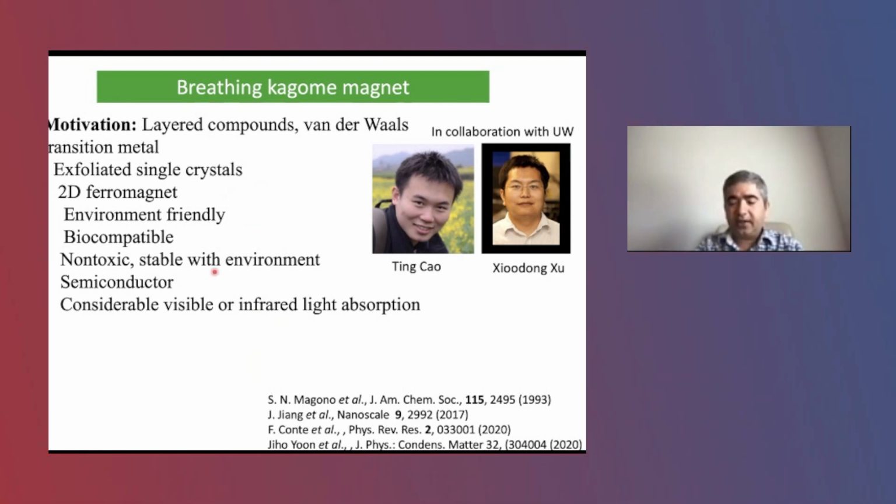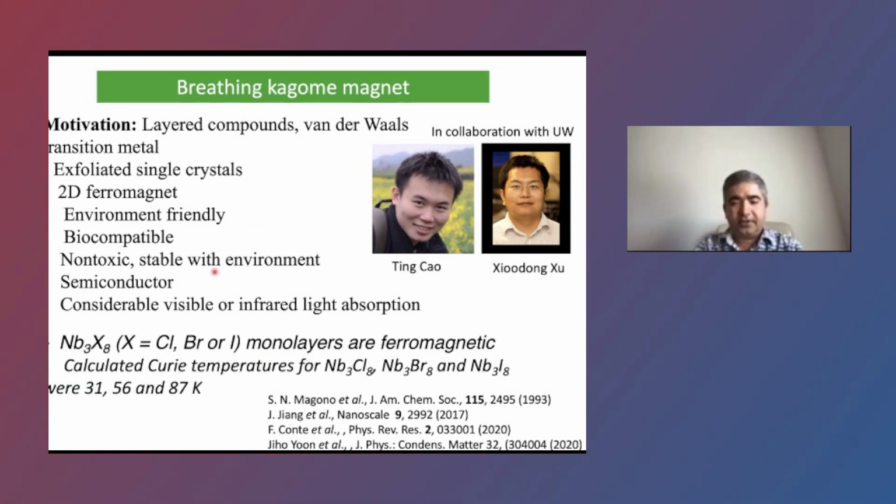Thinking along that line, there are a couple of theoretical predictions saying that niobium halide, so niobium chloride, bromide, iodide, monolayers are ferromagnetic. And there's a theory calculation predicting Curie temperatures like 31, 56, 87, but another group is predicting even much higher. This work is done in collaboration with Professor Xiaodong Xu and Ting Cao of the University of Washington, Seattle.